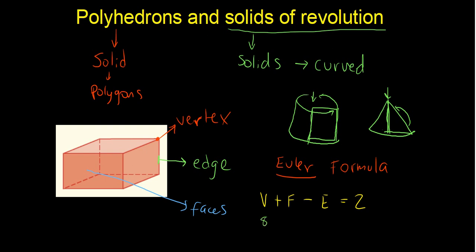vertices plus the number of faces, which are 1, 2, 3, 4, 5, and 6 faces. So I've got 6 faces. Minus the number of edges, which I have 1, 2, 3, and 4 on top. 1, 2, 3, and 4 in the bottom, so I have 8. And the vertical ones 9, 10, 11, and 12. So I have a total of 12.